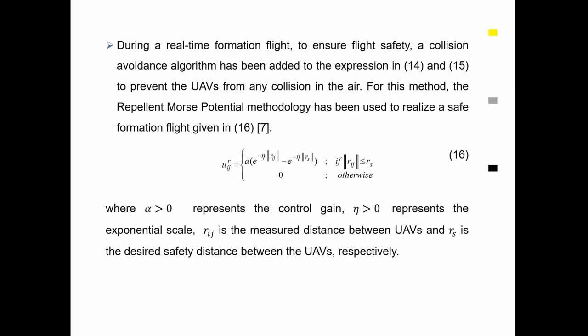Also, while realizing real-time formation or in simulation studies, we have to use a collision avoidance algorithm in order to avoid any collision between UAVs in the swarm. So we have used the repellent Morse potential methodology, which is given in equation 16. Here, alpha, which must be bigger than zero, represents the control gain, and n, which must be bigger than zero, represents the exponential scale. And r_ij represents the measured distance between UAVs, and r_s is the desired safety distance between UAVs, respectively.